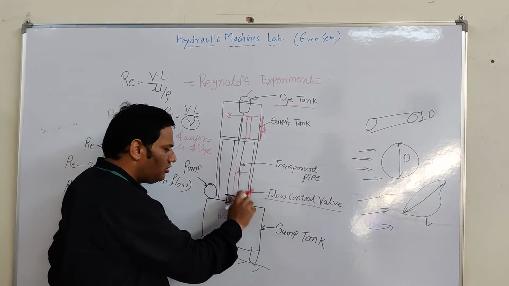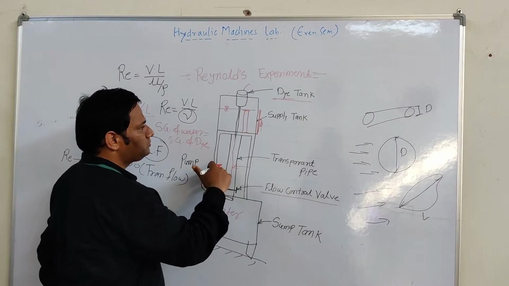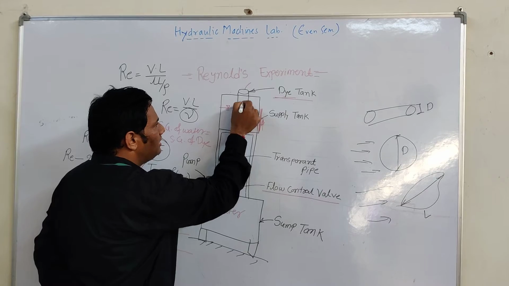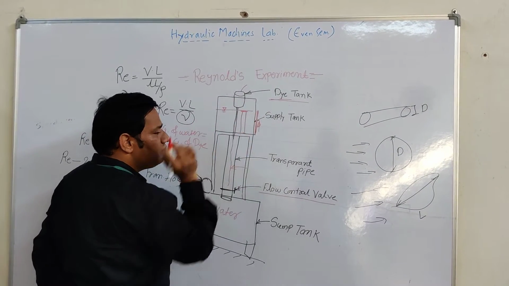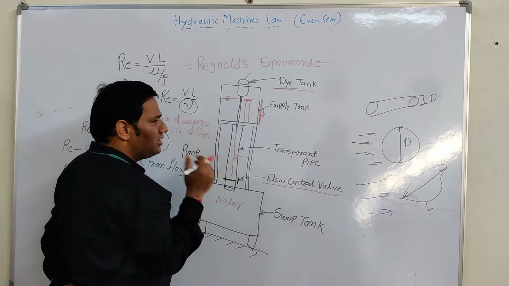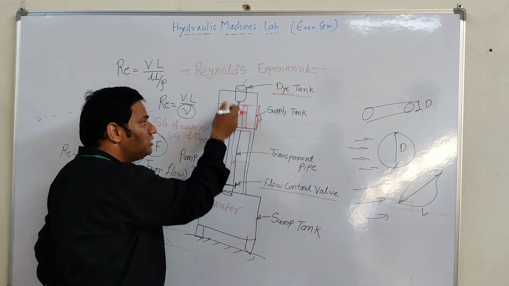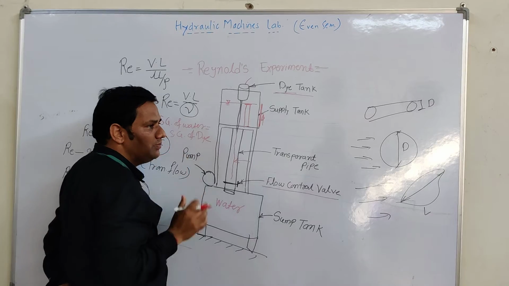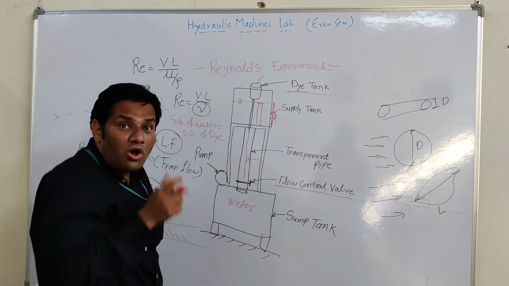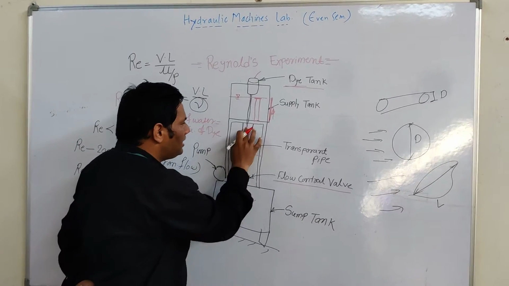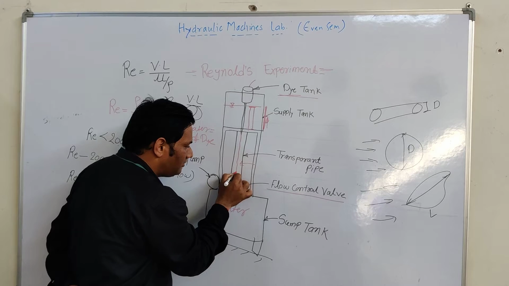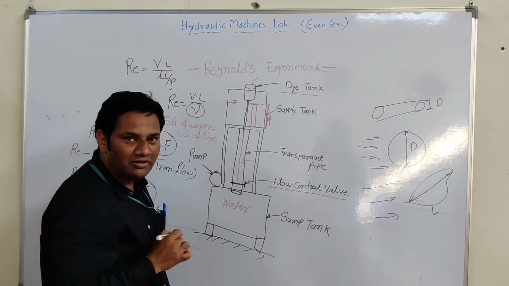Okay, after that close this valve. Okay, now for performance, here this is our dye tank, and this dye tank consists of one small needle here. With the help of that needle, we can transfer the dye to the transparent pipe. So if the velocity of the flow is constant or minimum, in that case, this dye color moves in a straight line.